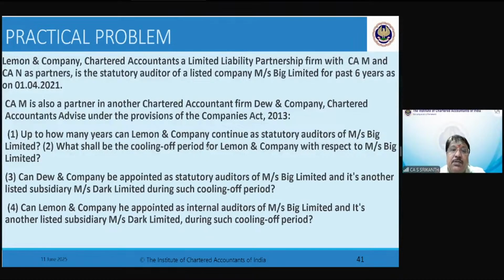Let me see if anybody has answered that. See, you blindly answered that M is a common partner, so Dew and Company cannot be appointed. No. Dew and Company cannot be appointed in Big Limited, but they can be appointed in Dark Limited. That is a very important point that you may want to know. There is no condition about subsidiary and all. Okay.